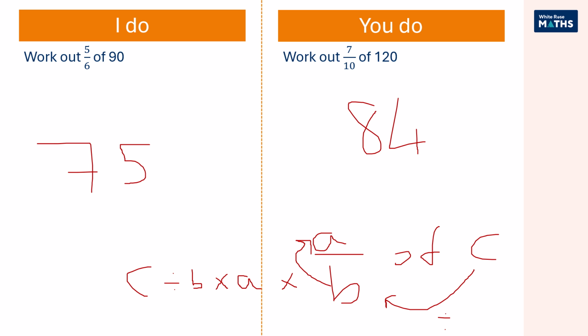Okay, that concludes today's video on fraction of amounts. Remember to find a fraction of a quantity, so let's say I've got A over B of C, do C divided by B and times it by A, where A, B, and C are whole numbers, i.e. integers. We divide by the bottom and then we times by the top. That's how we work out a fraction of an amount, a fraction of a quantity. We divide by the denominator and then we multiply by the numerator. Okay, thank you very much.